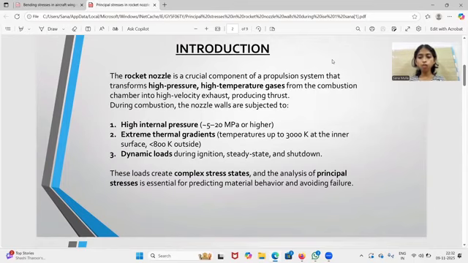During combustion, the nozzle goes under a lot of stresses and strains. It undergoes high internal pressure, extreme thermal gradients, which can vary up to 3000 Kelvin at the inner surface, and also dynamic loads during ignition and shutdown. These loads create a complex stress state, and analysis of these principal stresses is very important to predict the material behavior, to ensure safety, and to avoid failures.